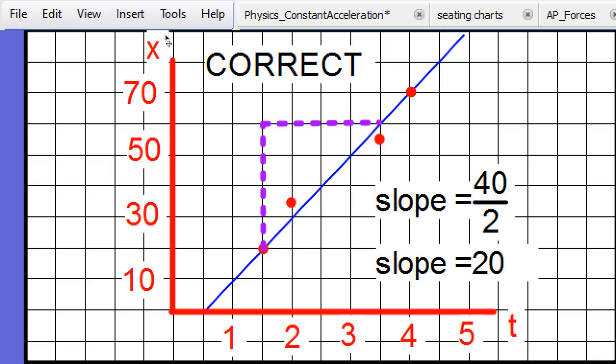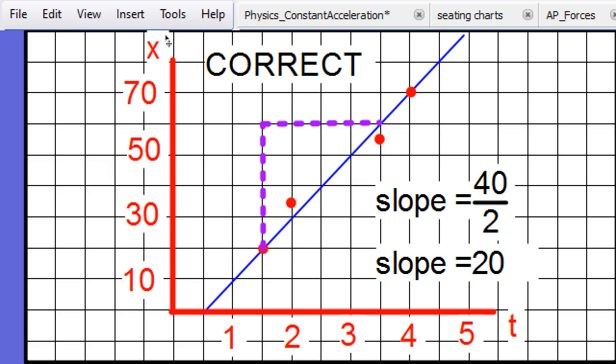Now see the big difference? We started with a slope of 17.5. That's close, but it's not right. The second wrong way, we got a slope of 1. That's really wrong. You have to use the line, and you have to use the scale to get the correct slope.